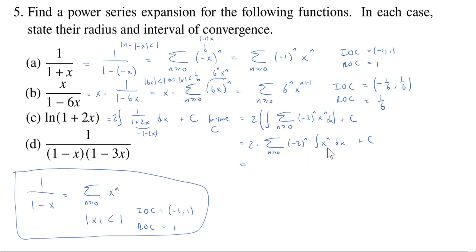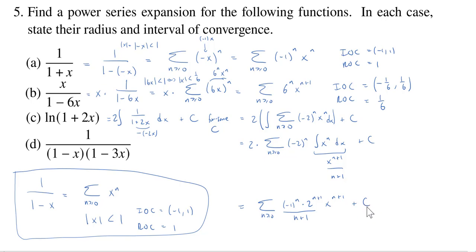All right, let's see. This integral is just going to be x to the n plus 1 over n plus 1. And so I can now rewrite this as, well, let's see, we can move a 2 inside here. And if I do, it might be good to break up this negative 2 to the n as negative 1 times 2. So I will have negative 1 to the n times 2 to the n plus 1 times x to the n plus 1, and then all this gets divided here by n plus 1. And then we still have plus a constant.